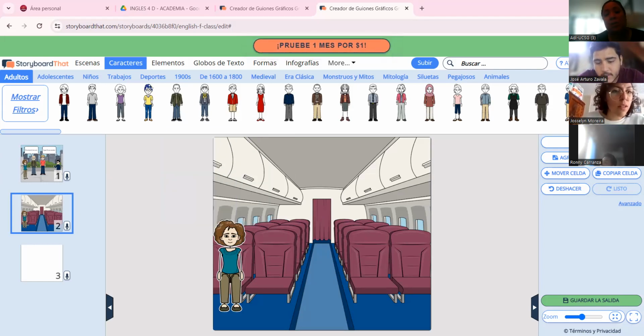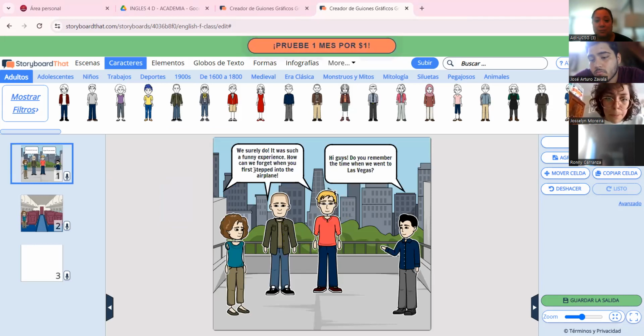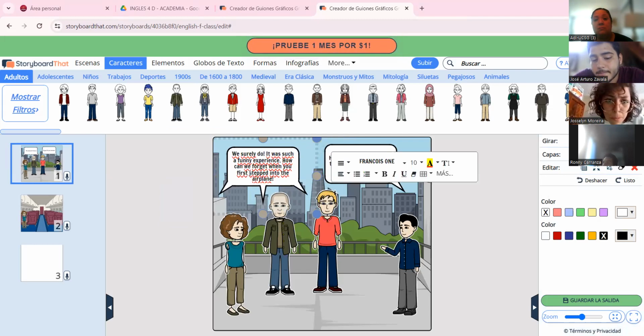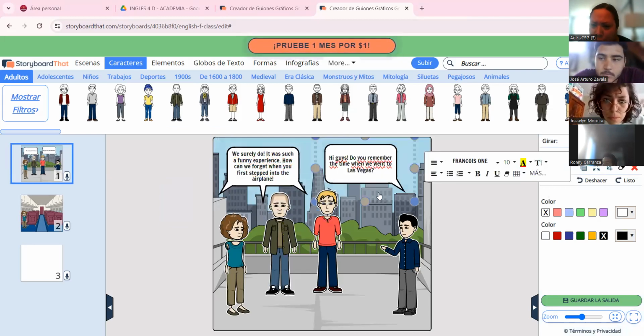Okay. And remember that you have to use a specific grammar here. You have to use the phrasal verbs and you have to use the past perfect. Remember that. Okay. Yes, but it's perfect because you have progress, okay? Do you have any other question?